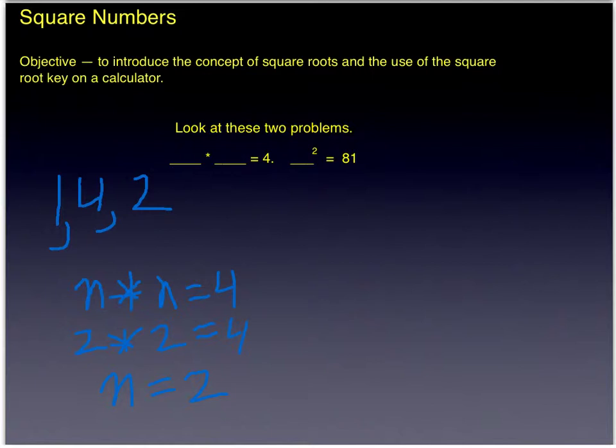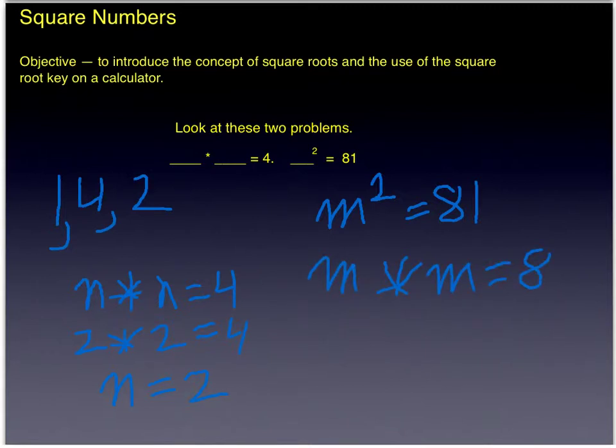Let's look at the next one. Something squared equals 81. Let's rewrite it. Instead of using blank, we would use m. So m squared equals 81. What is m going to be? It would be m times m equals 81. What choices do we have to make m true? Well, there's only one choice. m has to equal 9.